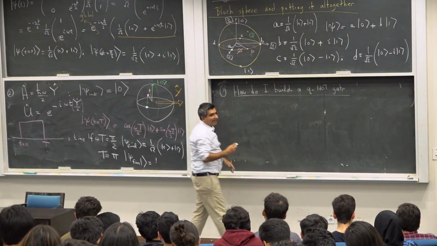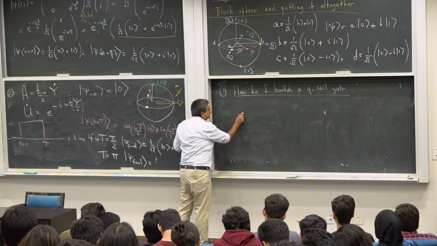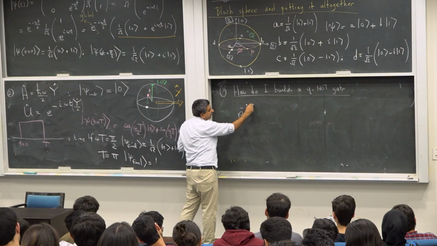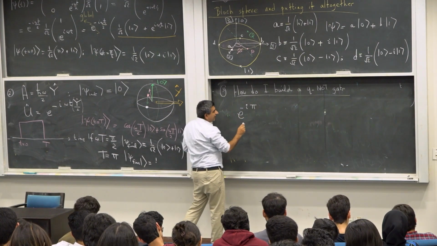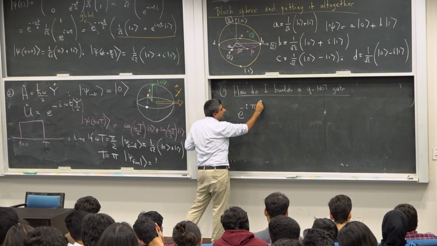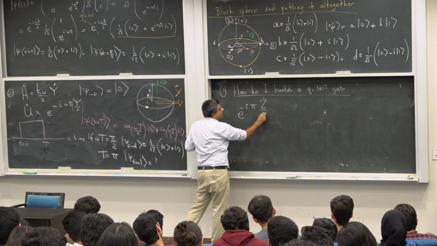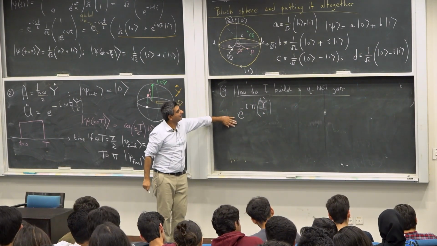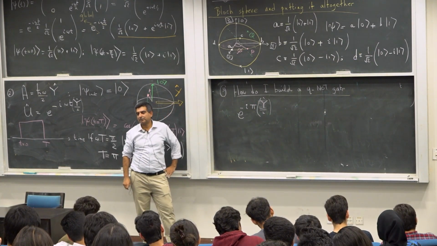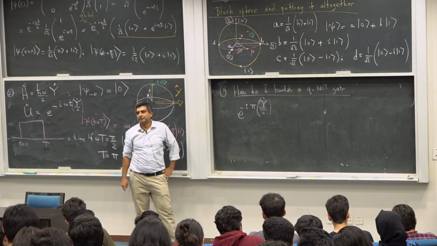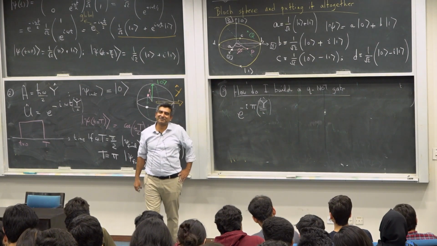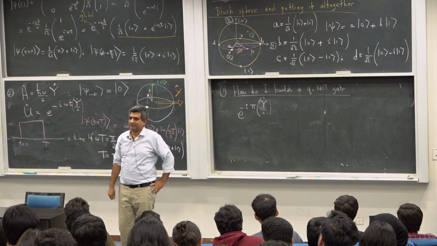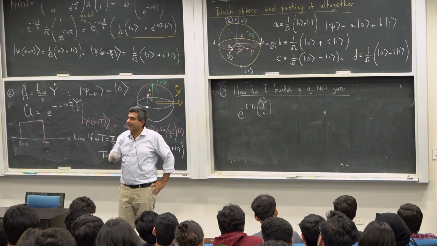So how do I write this in matrix form? Simply e to the minus i, what's the amount of rotation? Pi. And the axis of rotation? Y. So I put Y over 2. Now the problem is that this is not a NOT gate.